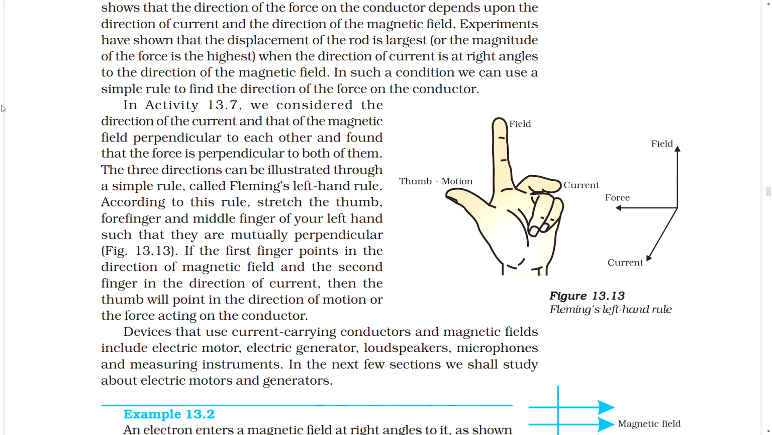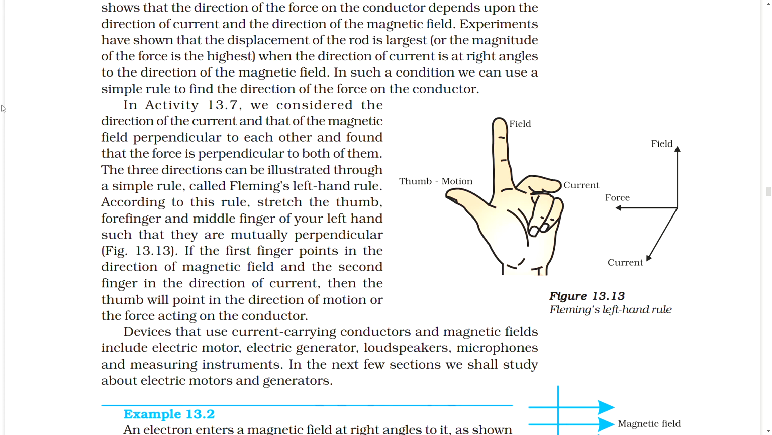In the activity, we considered the direction of the current and that of the magnetic field perpendicular to each other and found that the force is perpendicular to both of them. The three directions can be illustrated through a simple rule called Fleming's left-hand rule.